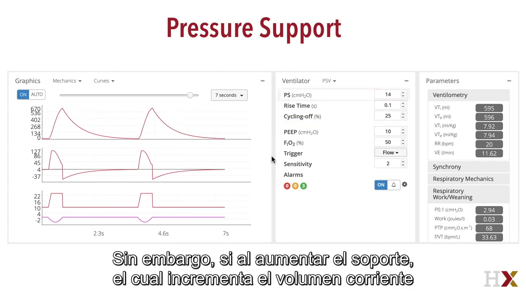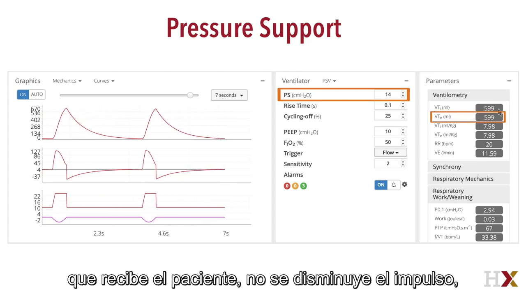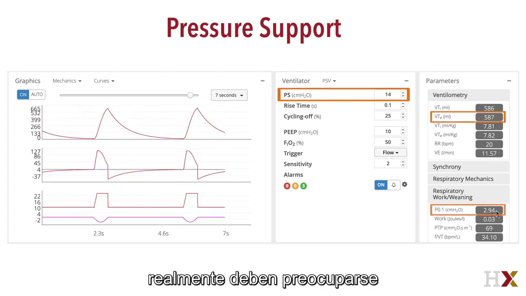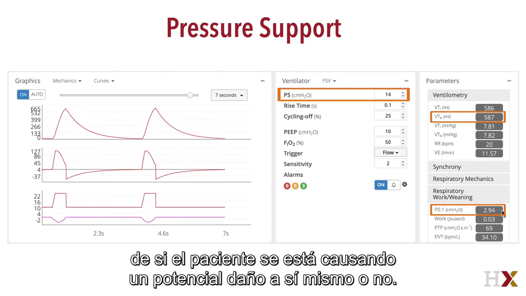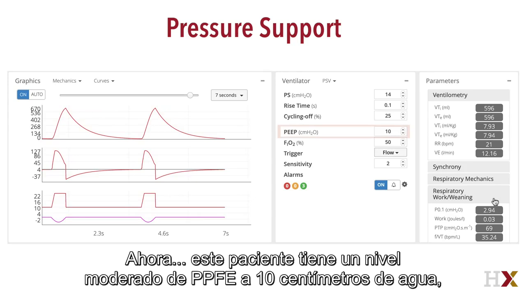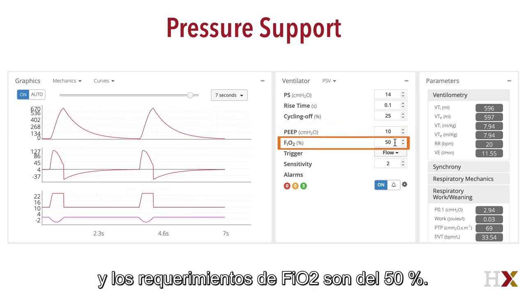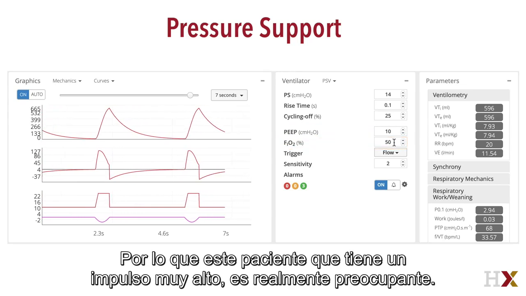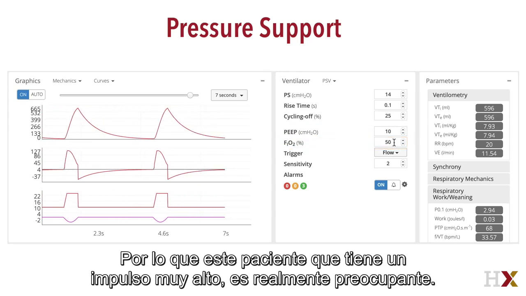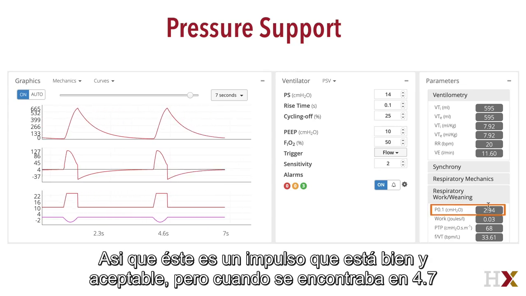However, if increasing support, which increases tidal volume delivery to the patient, does not decrease the drive, you really have to be concerned whether or not the patient is causing potential injury to themselves. Now this patient is on a moderate level of PEEP at 10 centimeters of water, and the FiO2 requirements are 50%. So this patient having a very high drive is actually concerning. So you want to keep the drive in this range. So this is an okay and acceptable drive.